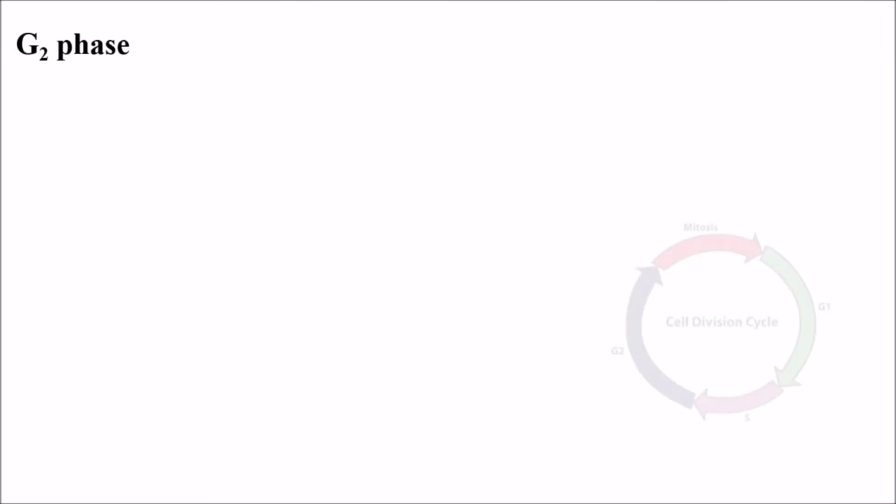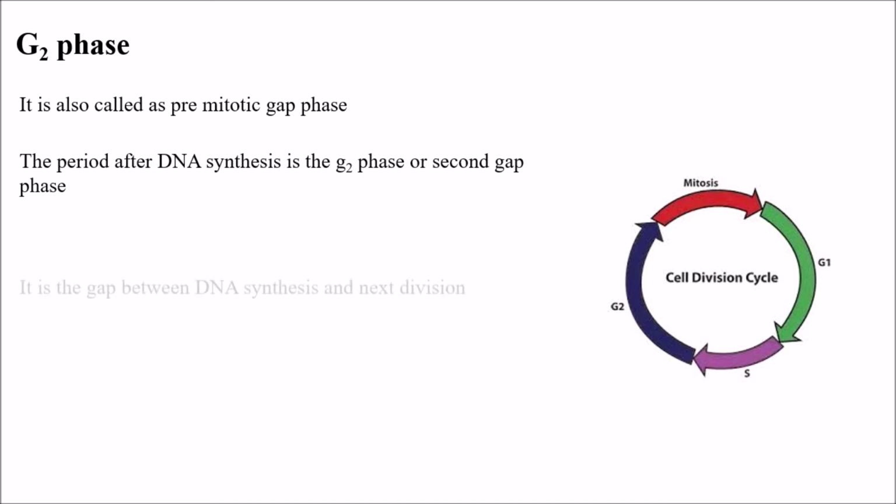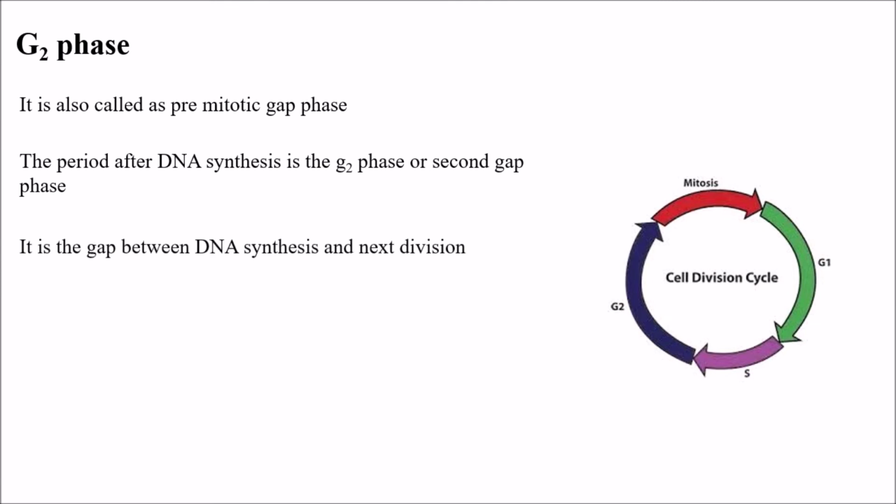Coming to G2 phase. G2 phase is also called the pre-mitotic gap phase. Why? Because it occurs before the mitotic phase. The period after DNA synthesis is the G2 phase or second gap phase. G1 is called gap 1 phase or first gap phase. Here G2 is the second gap phase, don't get confused. G1 is post-mitotic, G2 is pre-mitotic. It is the gap between DNA synthesis and the next division.